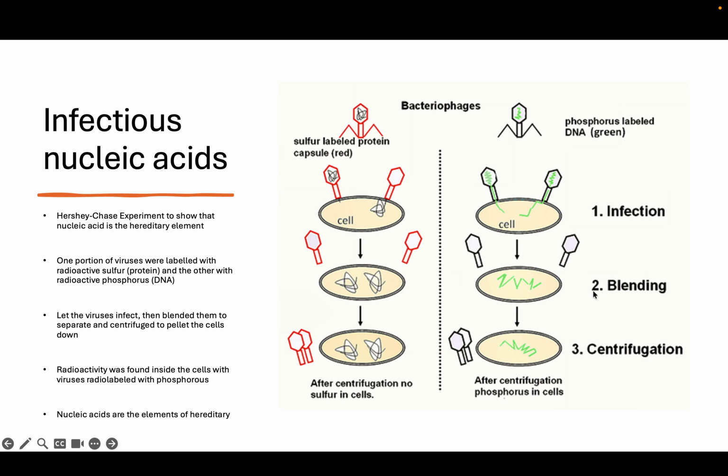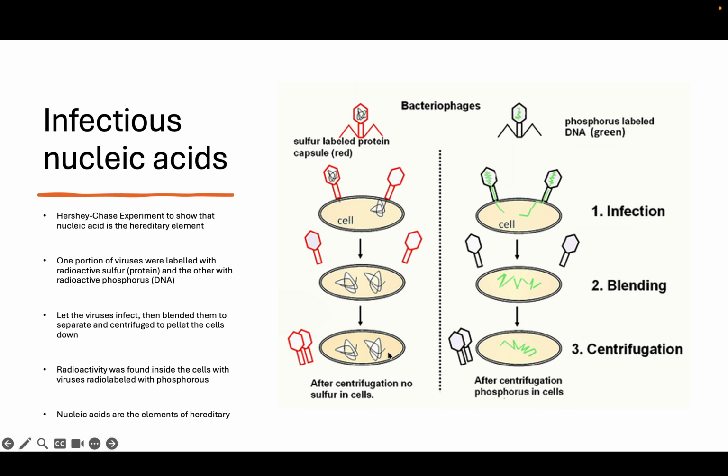They first got the infection, they let the infection occur, and then they blended. What the blending did is it literally separated the viruses from the cells, and then they centrifuged. When you centrifuge, you spin something at a certain speed, and you can push heavy stuff down. Because these bacteriophages are negligible in weight compared to the cells, the cells will sediment into the bottom of a tube. Then you can remove the supernatant that contains the viruses, and you have the sediment, which you can check.